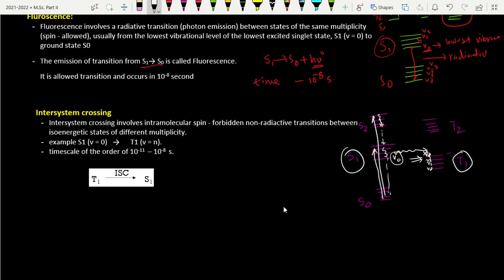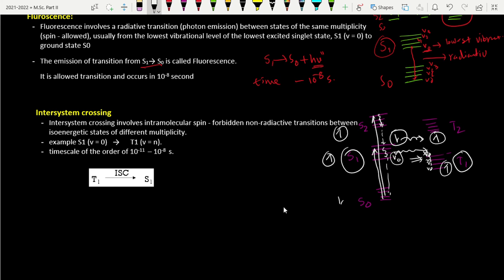So when the electron at this stage has this type of spin, during the intersystem crossing the spin is inverted like that. Here the electron has spin like that in the ground state, in the excited singlet state like that, but in the triplet excited state the spin of the electron is in the upward direction, right? So this particular process is known as intersystem crossing.